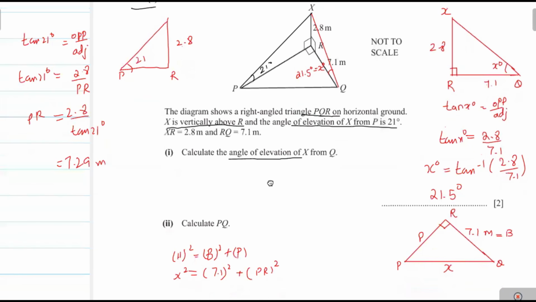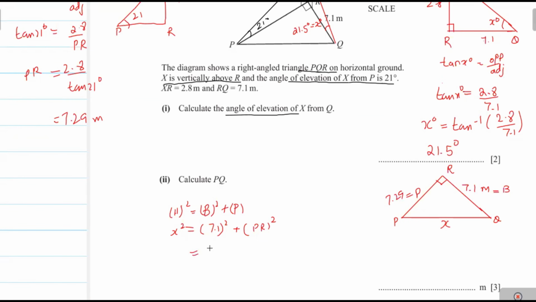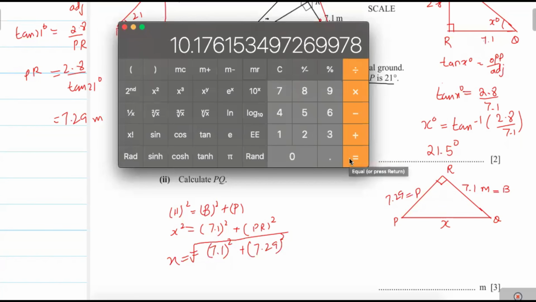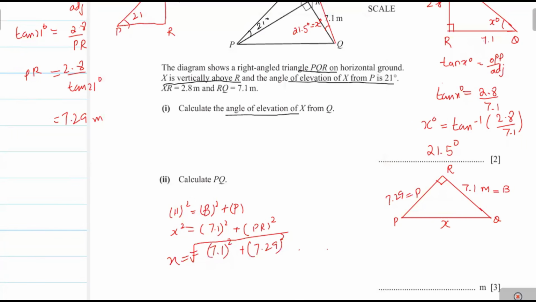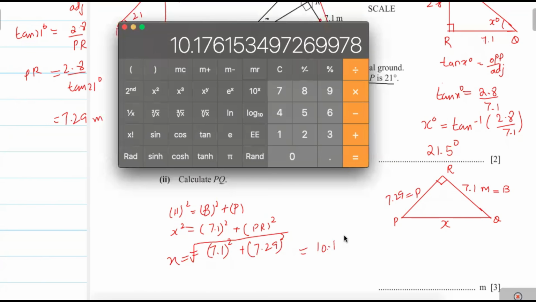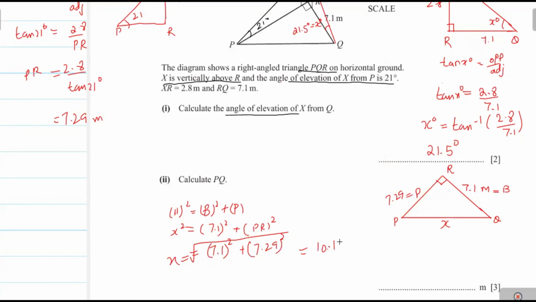Therefore, we calculate x square equals 7.1 square plus 7.29 whole square, and taking the square root we get x, and this is equal to 10.17. 10.17 we can write as 10.2 meters is the answer.